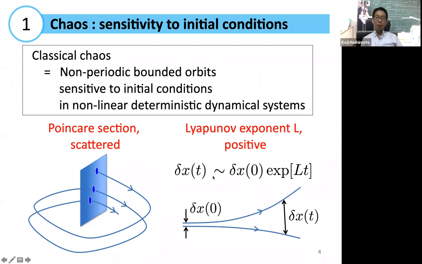And a more quantitative exponent is called the Lyapunov exponent. Suppose you have two orbits in phase space, and you put a very small difference between these two starting points. Then after time t, if the distance of these two orbits exponentially grows like this in phase space, then this L is called the Lyapunov exponent.